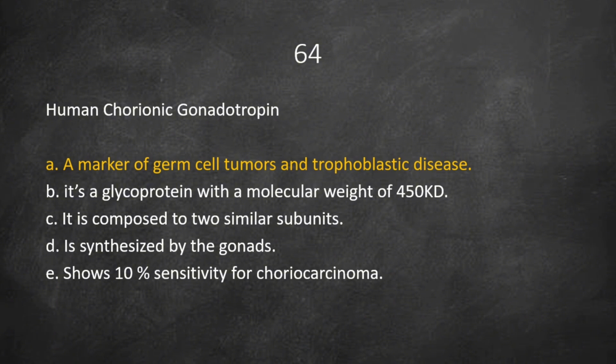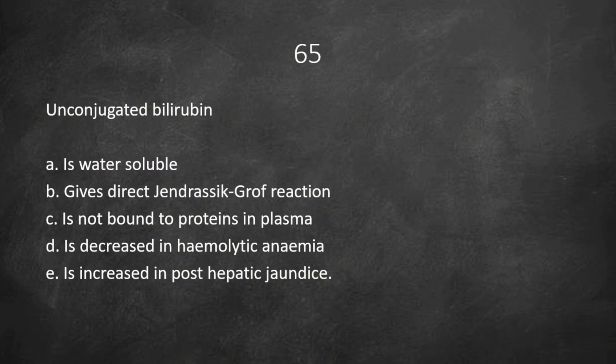Okay, 65. Question 65 says that unconjugated bilirubin: A, is water soluble; B, gives direct diazo reactions; C, is not bound to protein in plasma; D, is decreased in hemolytic anemia; and E, is increased in post-hepatic jaundice. If you look at all these options, none of them is viable, and we'll go through and you'll see why. So option A is saying that it is water soluble.